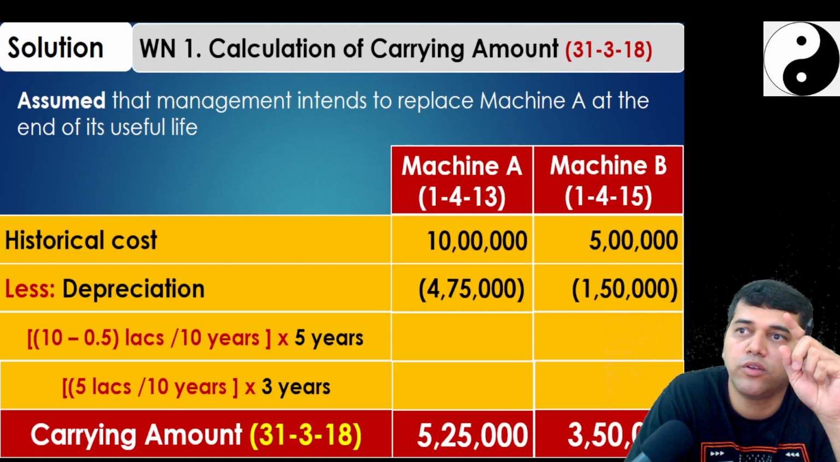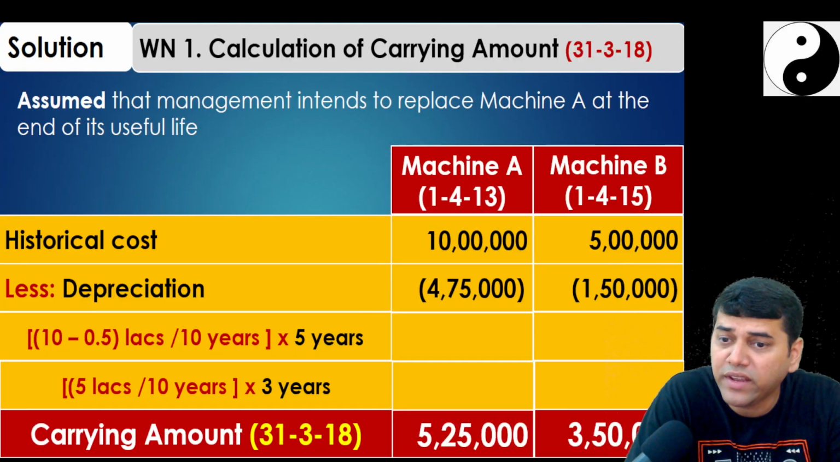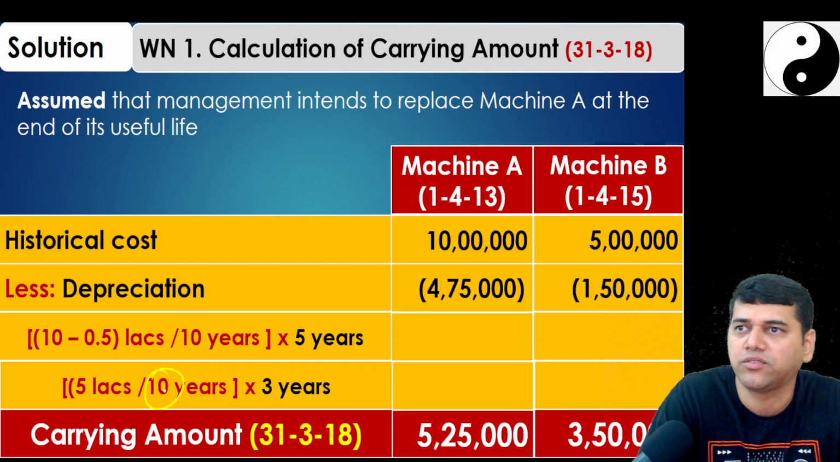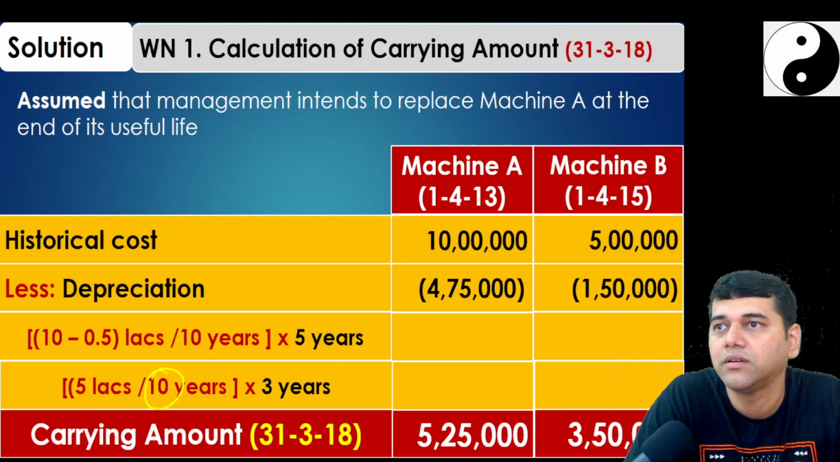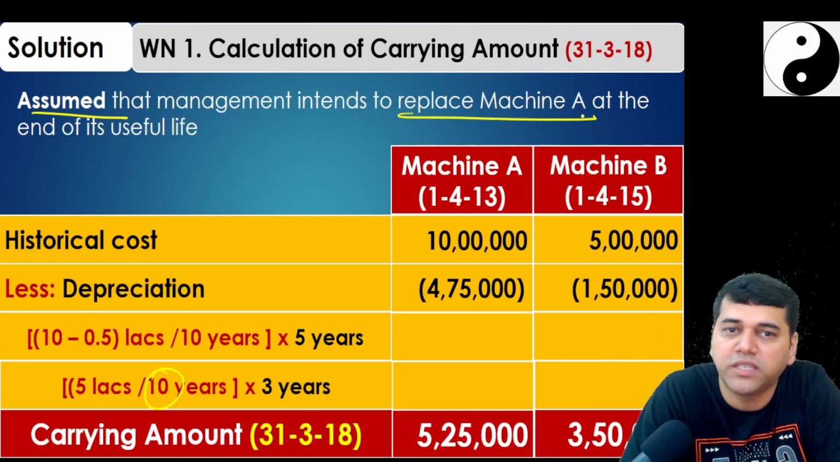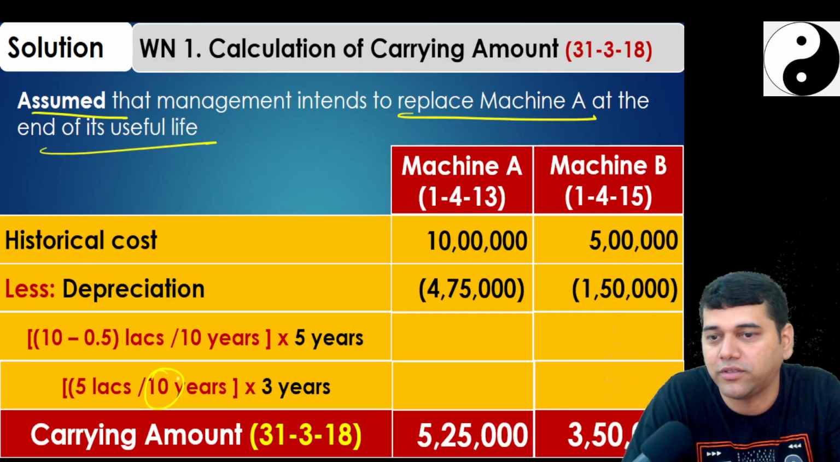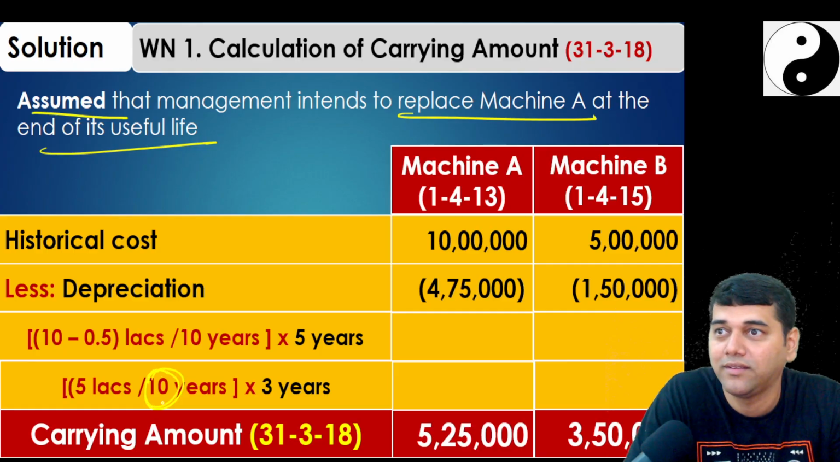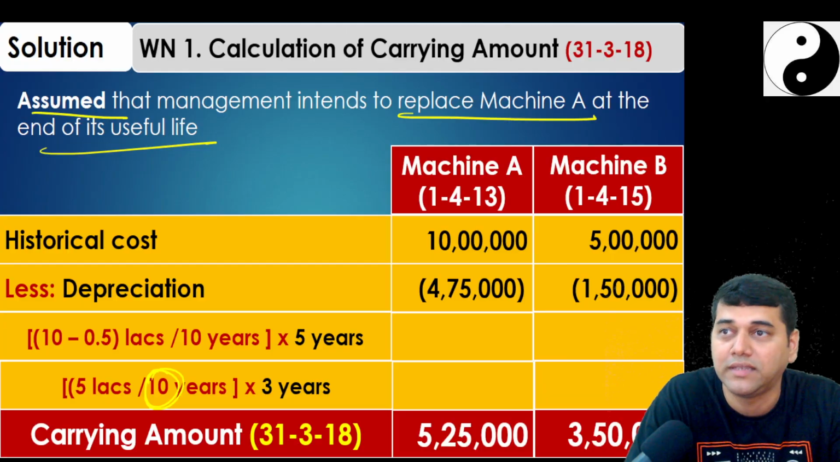Don't I want the CGU's book value? Sir, why are we taking 10 years? The life of that machine is 10 years now. Who said? Last 2 years, that's why you assume that the management intends to replace machine A at the end of its useful life, so that 2 more years you can use this. Okay, that's that assumption. Very good. I thought this assumption is related to that next concept.